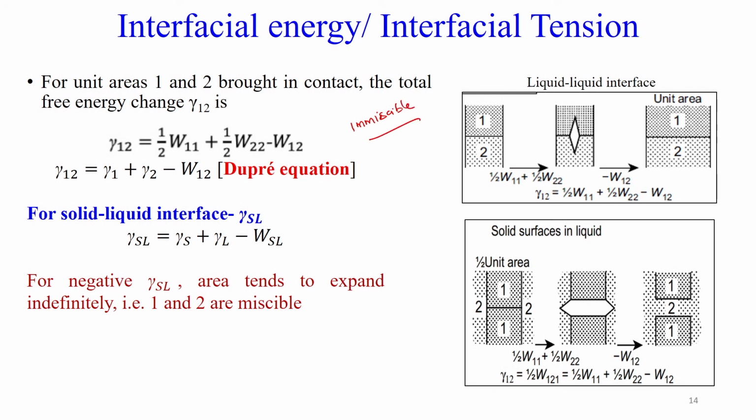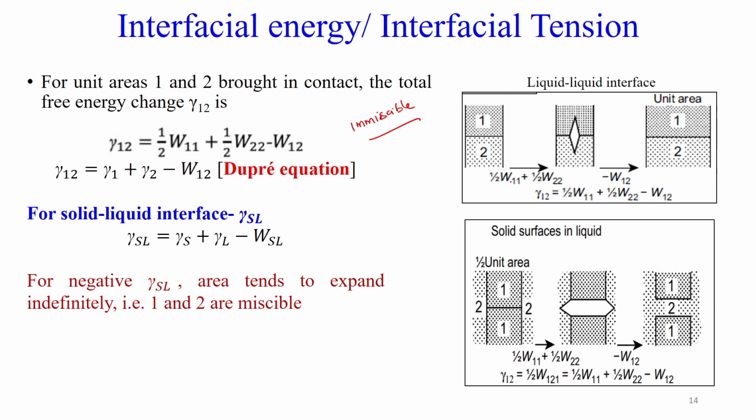So, if you have two immiscible liquids 1 and 2, they are brought into contact. Their free energy change is gamma 12, and this gamma 12 will be written as the work of adhesion of 1-1 plus the work of adhesion of 2-2 minus there will be some work loss for the interface, or the work of adhesion between 1 and 2.